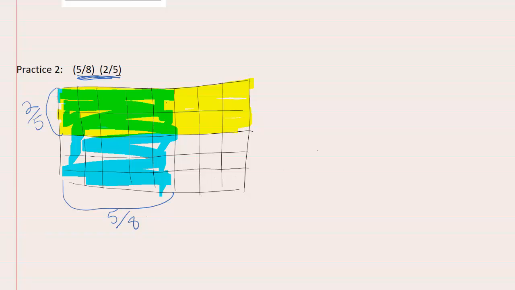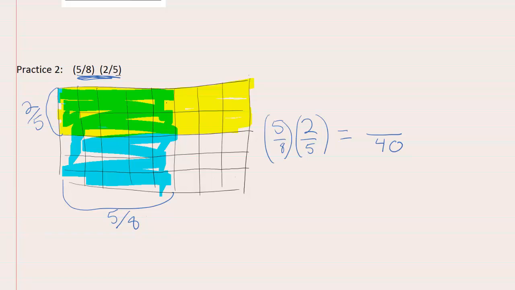So when I multiply these two together, my 2/5 and my 5/8, I'm going to get how many little boxes? If I've got 8 boxes by 5 boxes, this should be 40. That would take me a long time to count, so I'm just going to say I know that this is 8 by 5, it's got to be 40.